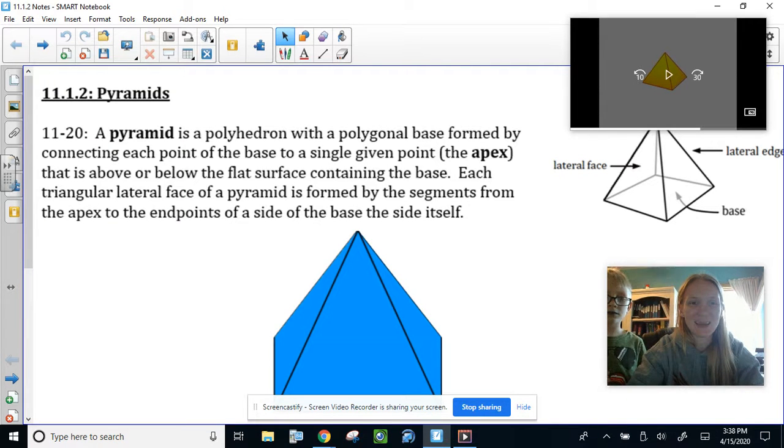We are looking this time at pyramids specifically. We haven't really talked about them yet. We've talked about prisms and cylinders, but no pyramids. We've seen them a little bit, but not talked about them.